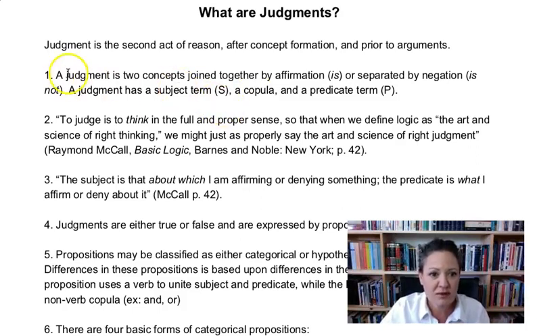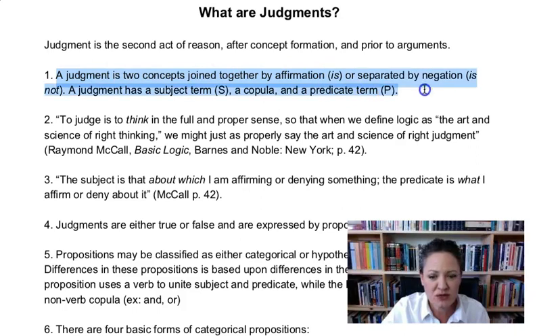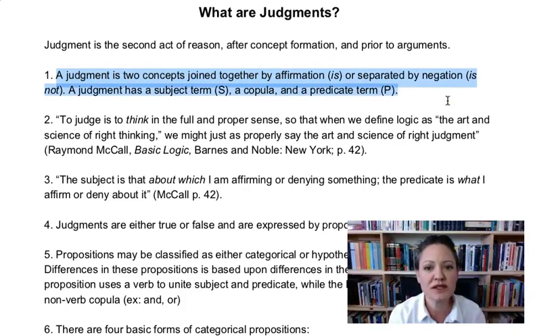So let's talk about judgments. A judgment is 2 concepts joined together by affirmation, is, or separated by negation, is not. So the book is on the table. The book is not on the floor. These are judgments. Sometimes people think judgments are bad. Judgments are inescapable. They are an act of the mind, and they're the way we say X is Y.